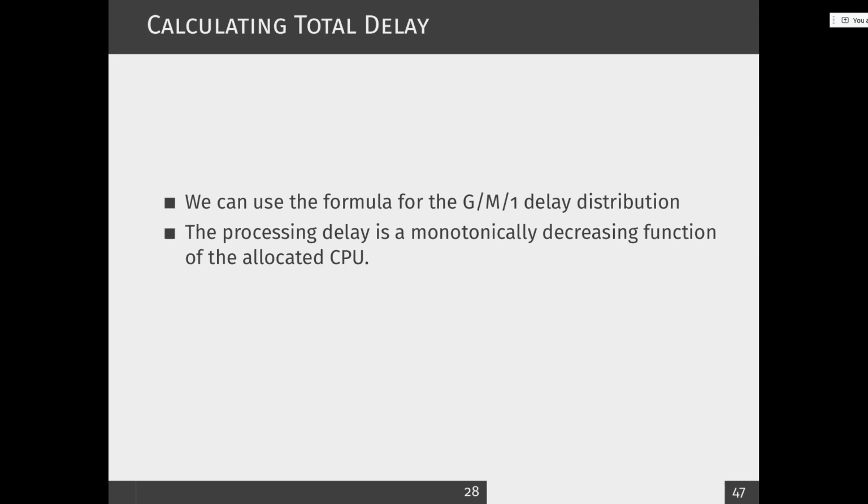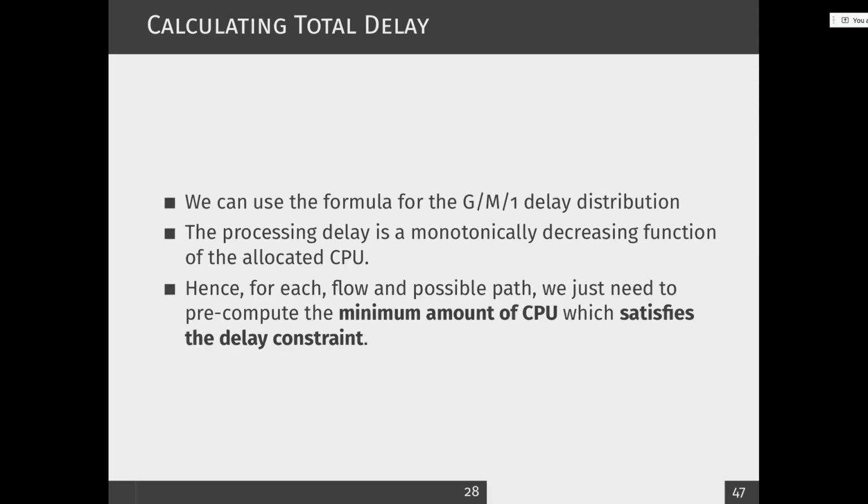What's also nice is that the processing delay is a function that decreases as you allocate CPU. The more CPU I give you, the faster your service is. That's a property we use to calculate the minimum amount of CPU that we need to use in advance. Since giving you more CPU will only reduce the delay, I just need to find the minimum amount of CPU such that your delay constraint is satisfied. Because if I give you more, you will just have a lower delay than what you wanted. We don't care that much.